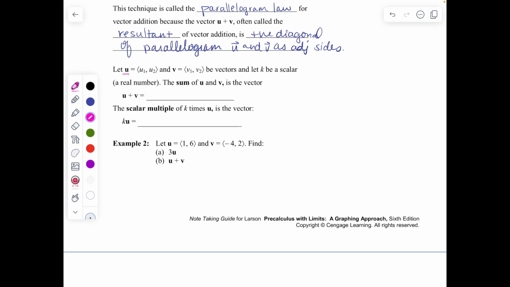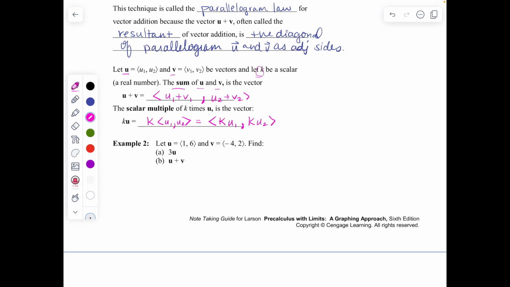It says let vector u, which is component form u1, u2, and vector v, component form v1, v2, be vectors, and let k be a scalar or real number. The sum of vectors u and v is the vector u plus v such that the vector form is u1 plus v1, comma, u2 plus v2. And the scalar multiple of k times vector u would equal the vector of whatever k is times u1, comma, k times u2.